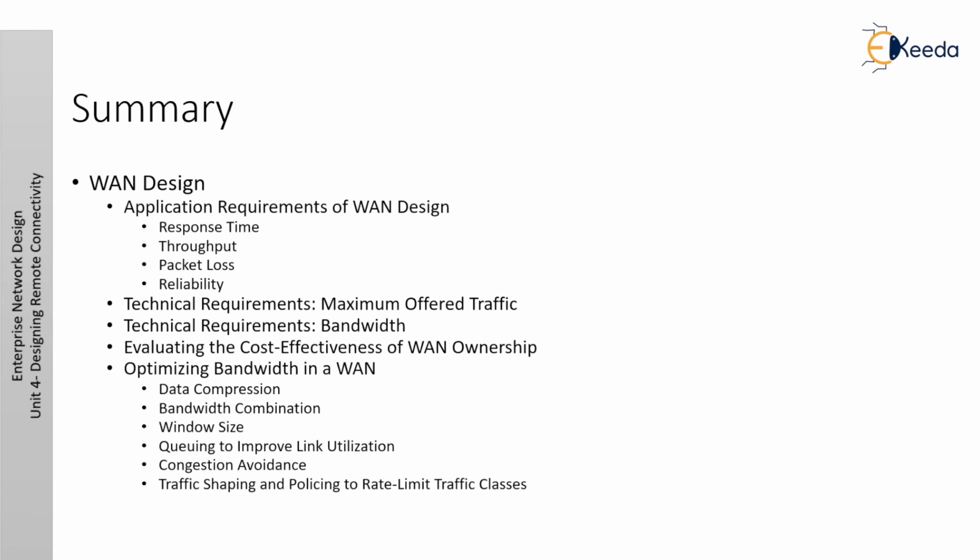In this lecture, we have covered different aspects of WAN design, including application requirements of WAN design with respect to response time, throughput, packet loss, reliability, technical requirements, maximum offered traffic and bandwidth, evaluating the cost effectiveness of WAN ownership, optimizing bandwidth in a WAN, data compression, bandwidth combination, window size, queuing to improve the link utilization, congestion avoidance, and traffic shaping and policing to rate limit traffic classes. So these are the different things we have discussed in this.